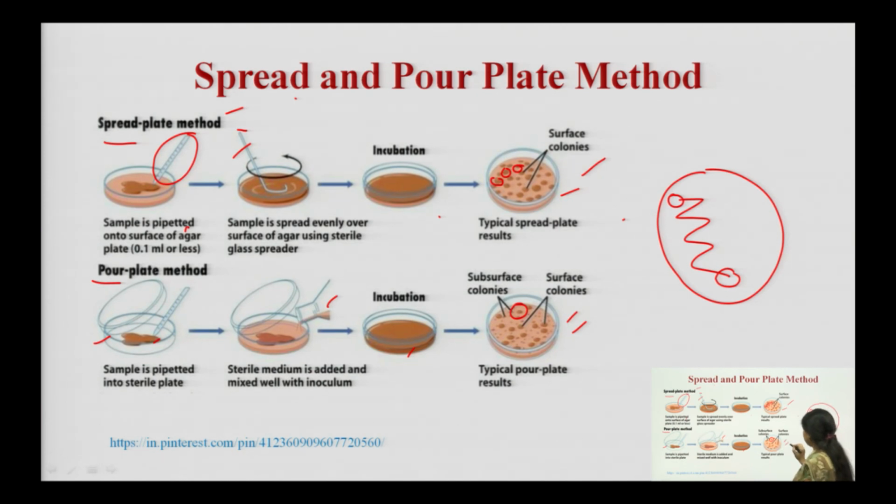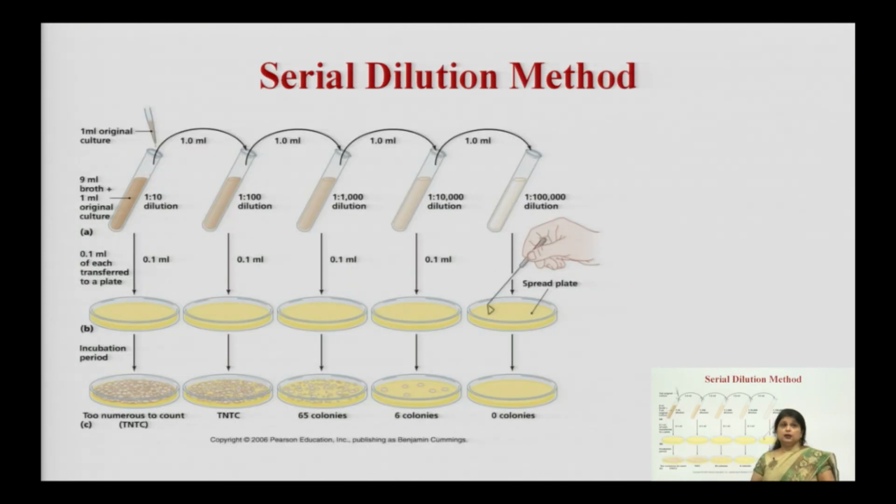In this, surface colonies will develop, in spread plate also surface colonies will develop, and in streak plate also we will get the colonies on the surface and not into the deep culture. So, the next one is serial dilution.